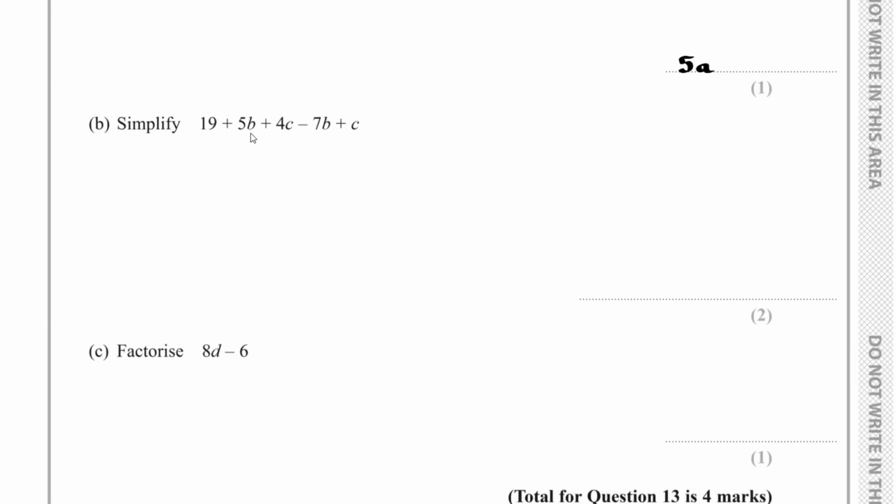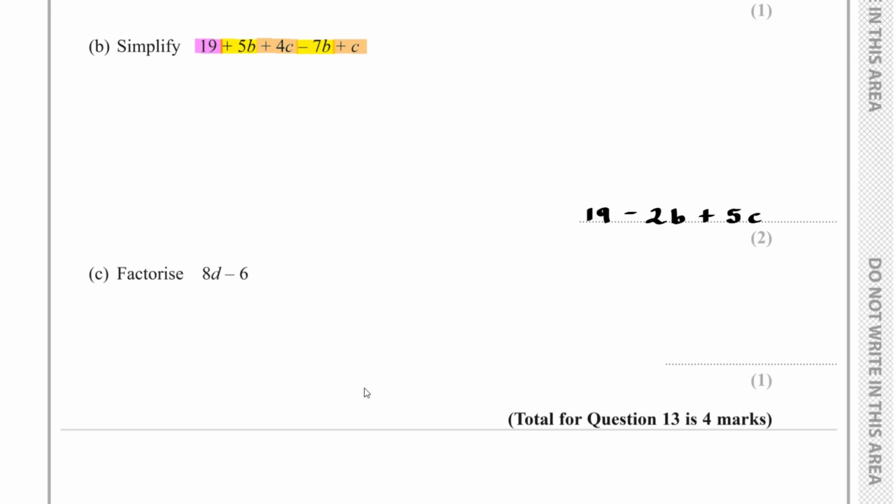Part B, simplify 19 plus 5b plus 4c subtract 7b plus c. Well, we have the 19, and then we have the 5b subtract the 7b, which is equal to negative 2b. And then we have the 4c plus the extra c, which is 5c.